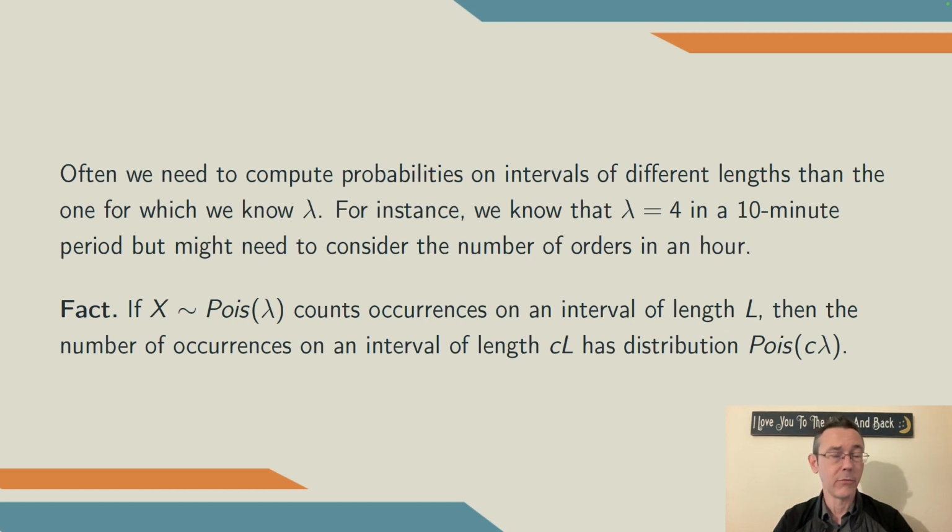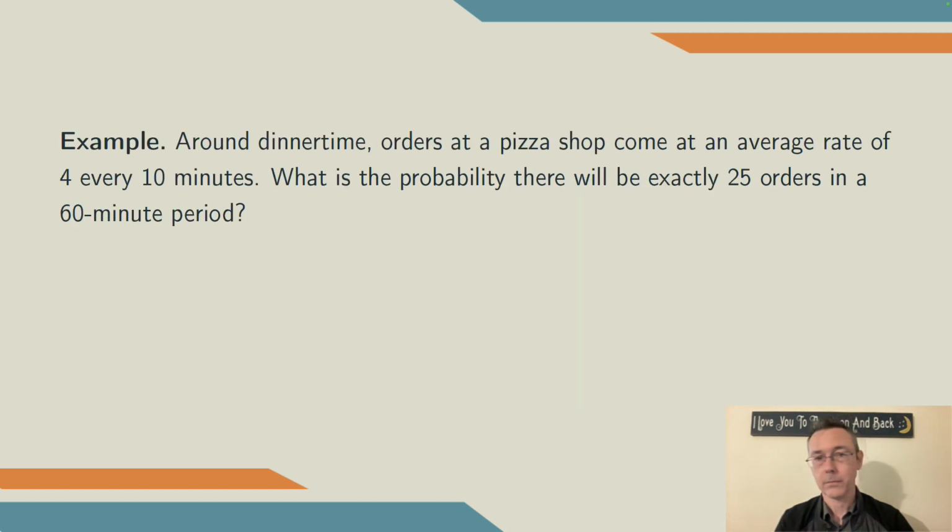Suppose we have a random variable x that models the number of occurrences in an interval of length L, so it has a Poisson distribution with parameter lambda. Then the number of occurrences on a different interval length, say cL, has the Poisson distribution with parameter c times lambda. So if you scale the length of the interval by c, you also scale the average number of occurrences by that same factor.